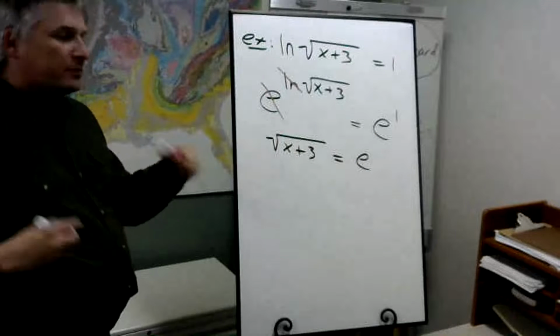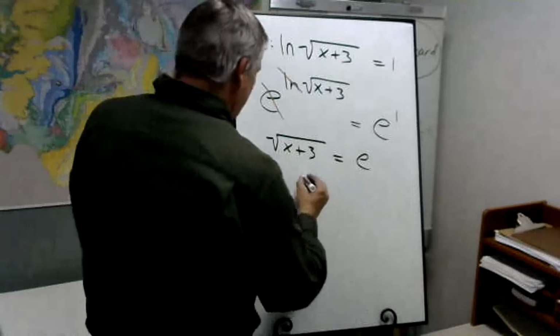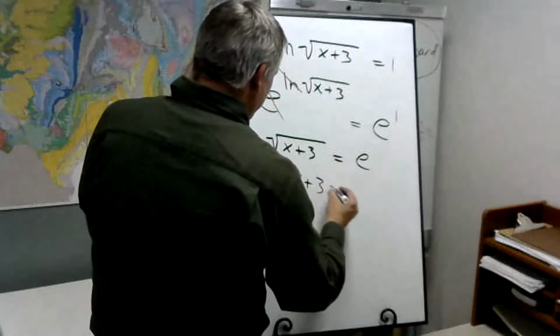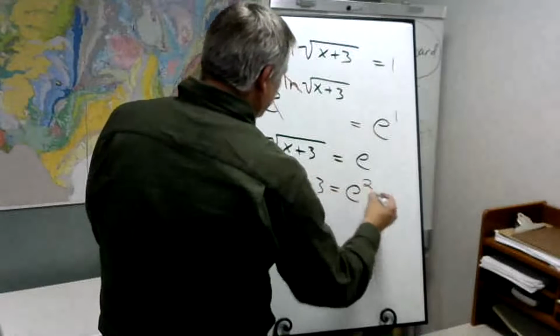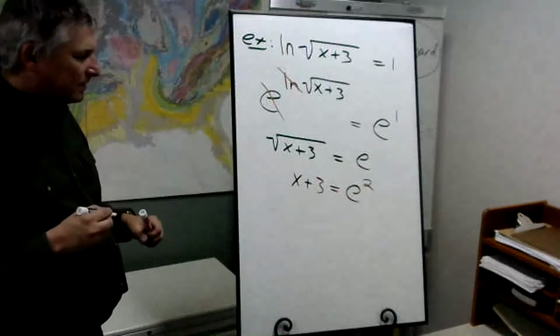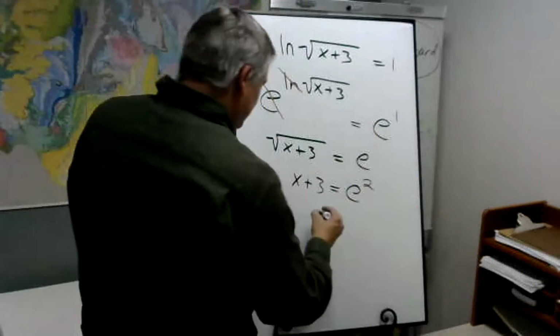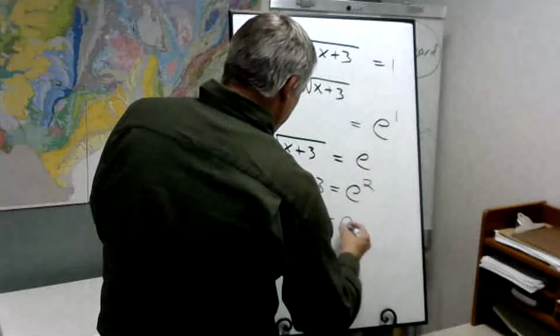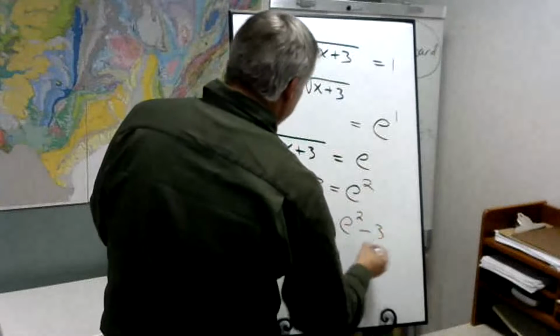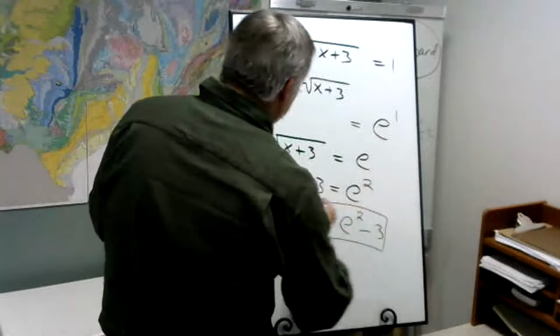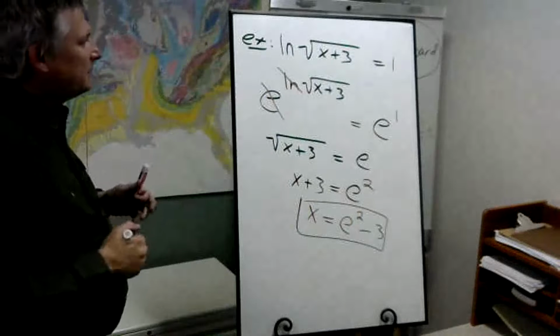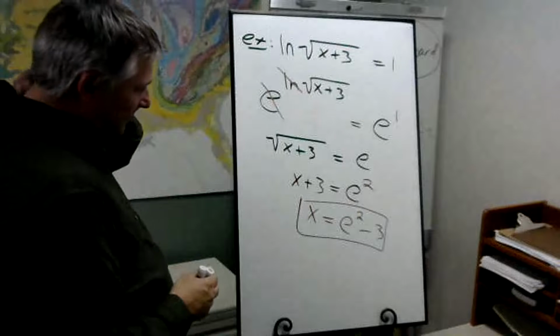Well, to get rid of the square root, we square both sides. That gives x plus 3 on that side, but e squared on that side. Subtract 3 from both sides. e squared minus 3. And just giving it a quick look, that is going to work.